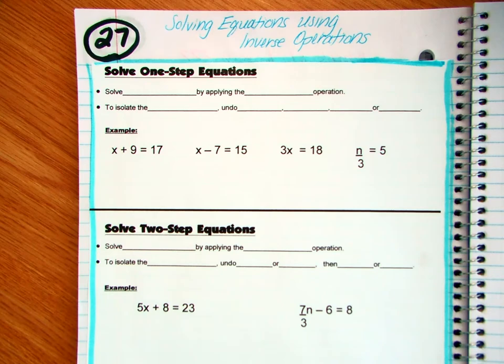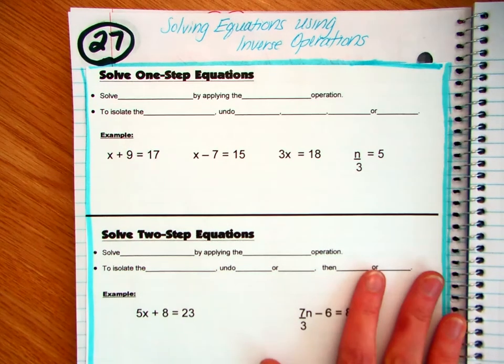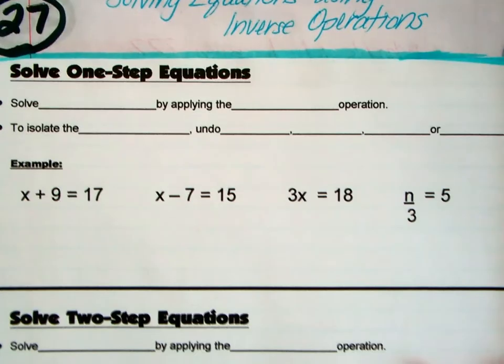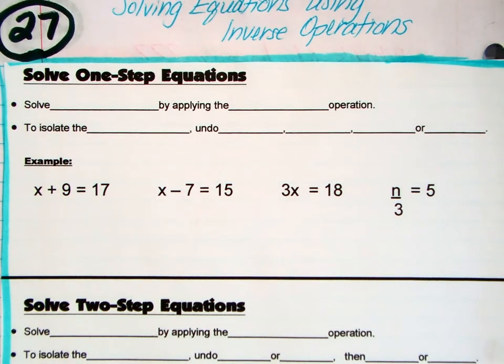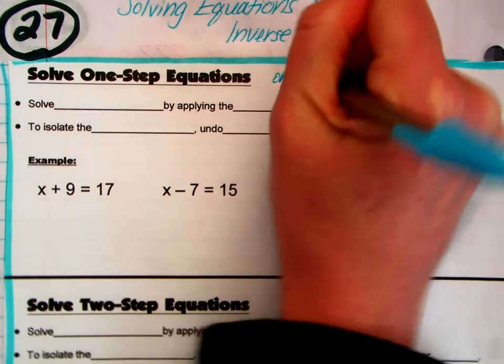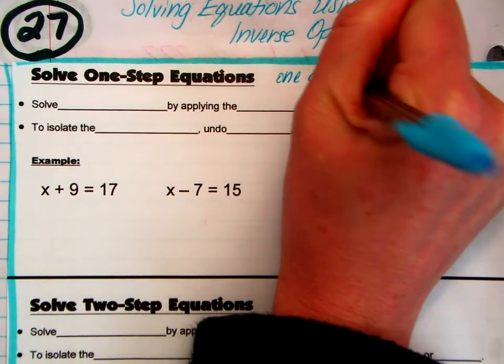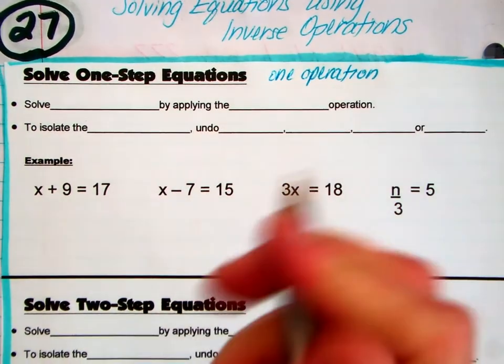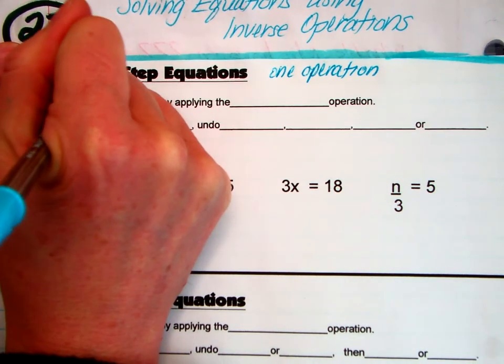If you're tired at this point from doing the other pages, I would definitely pause and wait to do this page. Now, if you're ready, let's begin. Solving one-step equations. When they call it one step, they pretty much mean one operation is occurring. One operation. Not too fancy.